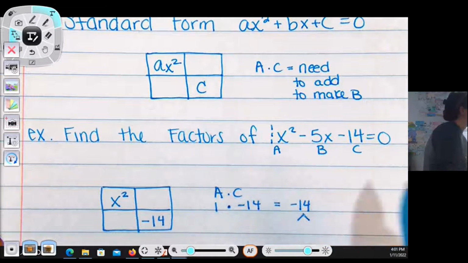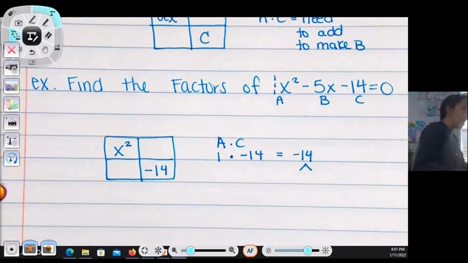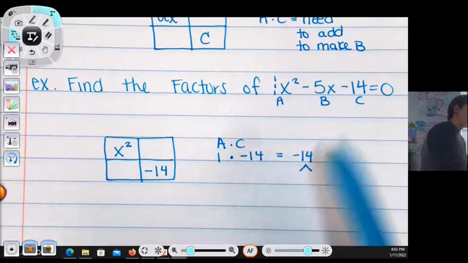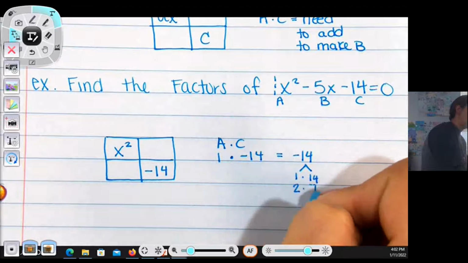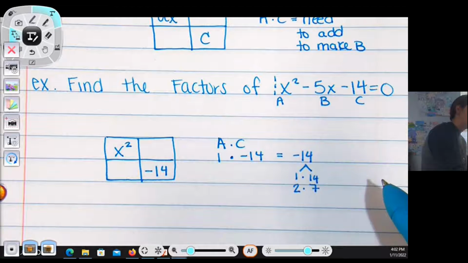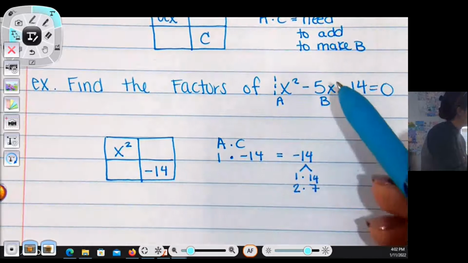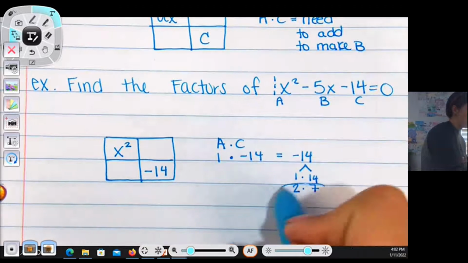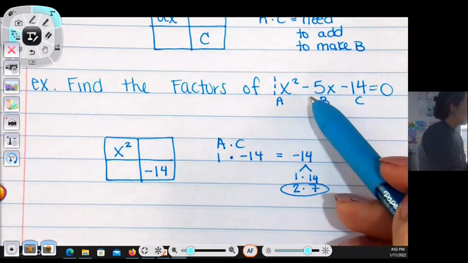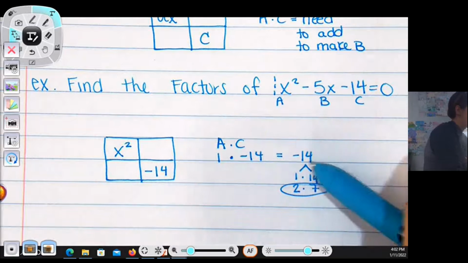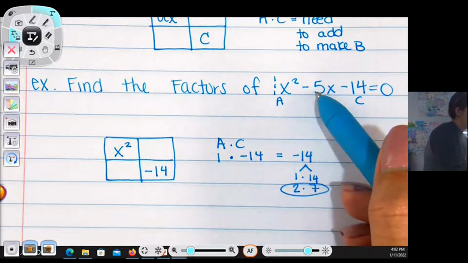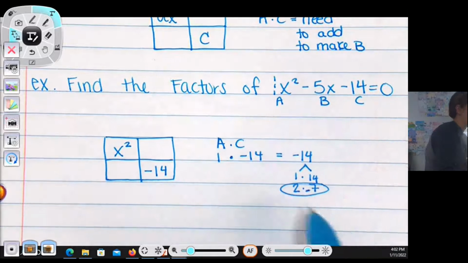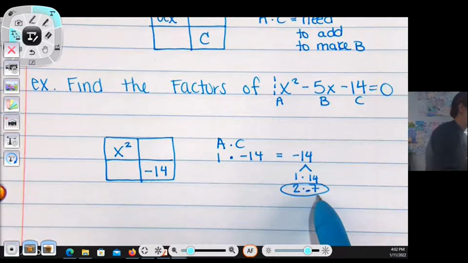And then I need multiples of negative 14 that are going to add to make b. So the multiples that make 14 are 1 times 14, 2 times 7, and that's it. Those are the only multiples of 14. Out of these two options, the only way I can get 5 is using 2 and 7. They need to add to make negative 5, and they are going to multiply to make a negative. If they're multiplying to make a negative, one of these two numbers is negative. To make negative 5, I'm going to have to make my 7 negative. 2 plus negative 7 is negative 5.